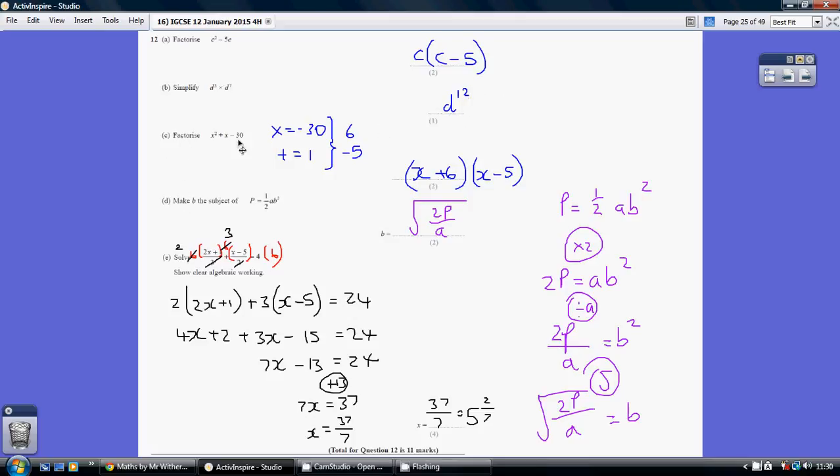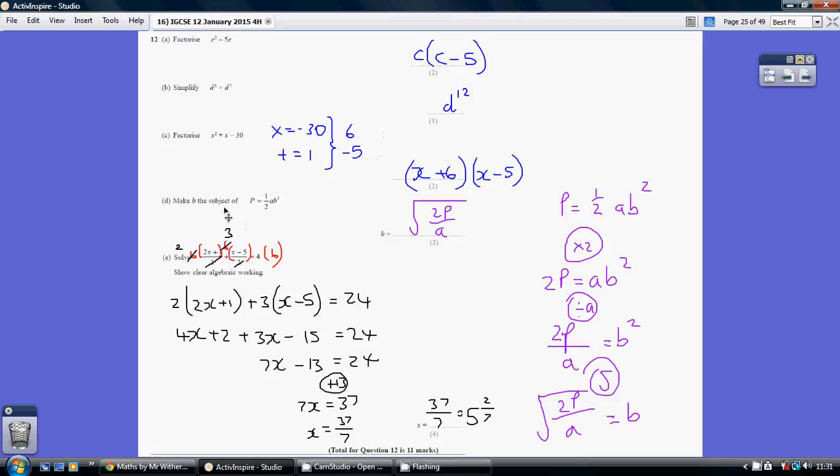Now for part C, when we're factorizing a quadratic, we're going to have a pair of brackets. Our first term is going to be x in each, because x times x gives us the x squared. Now our two magic numbers, when multiplied, give us minus 30, yet when added they give us the coefficient of the x value. So here it's 1x, so when added they equal 1. So two magic numbers multiplied to make minus 30, add to make 1, that is 6 and minus 5. So x plus 6, x minus 5, or x minus 5, x plus 6.